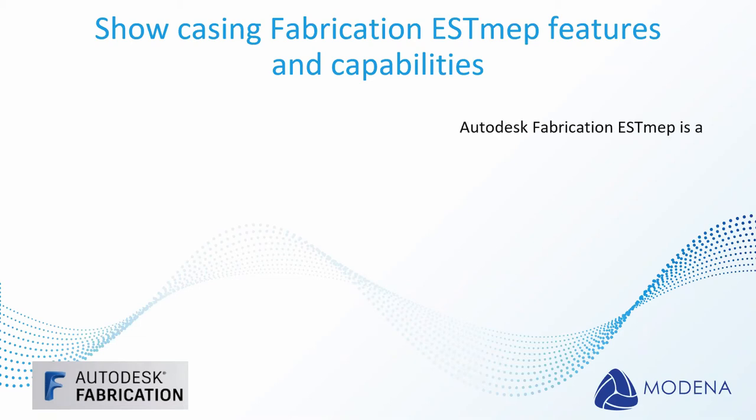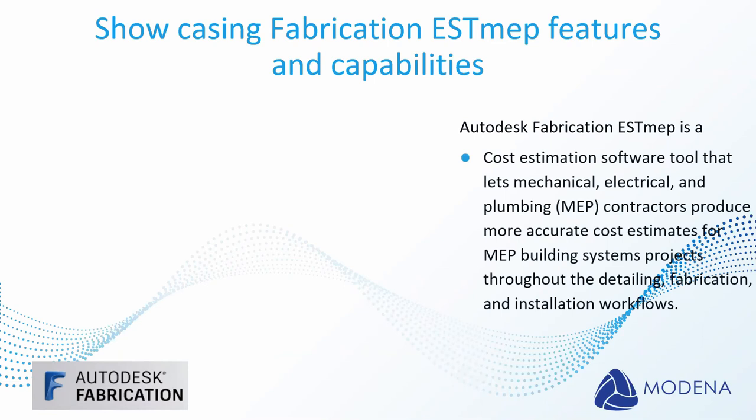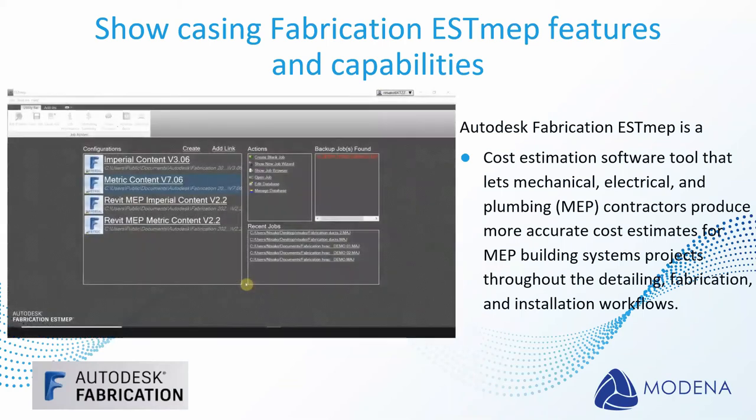Autodesk Fabrication ESTmep is a cost estimating software that lets mechanical, electrical, and plumbing contractors produce more accurate cost estimates for MEP building systems projects throughout the detailing, fabrication, and installation workflows. So I'm going to show you guys a video of how to use ESTmep.